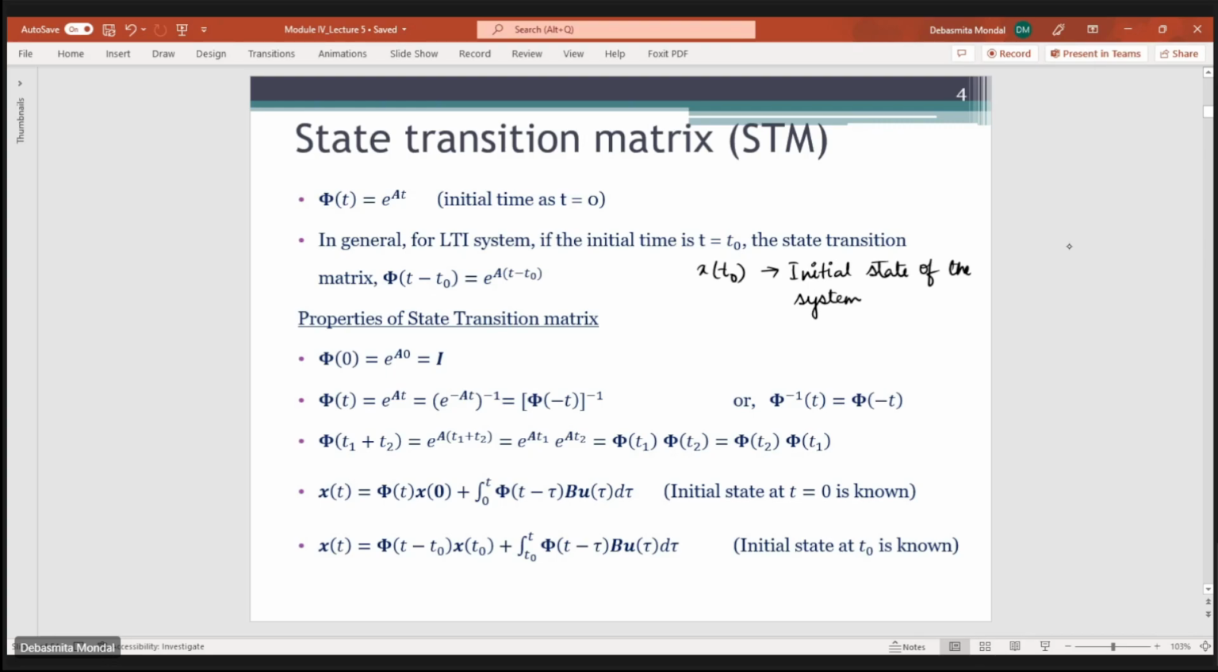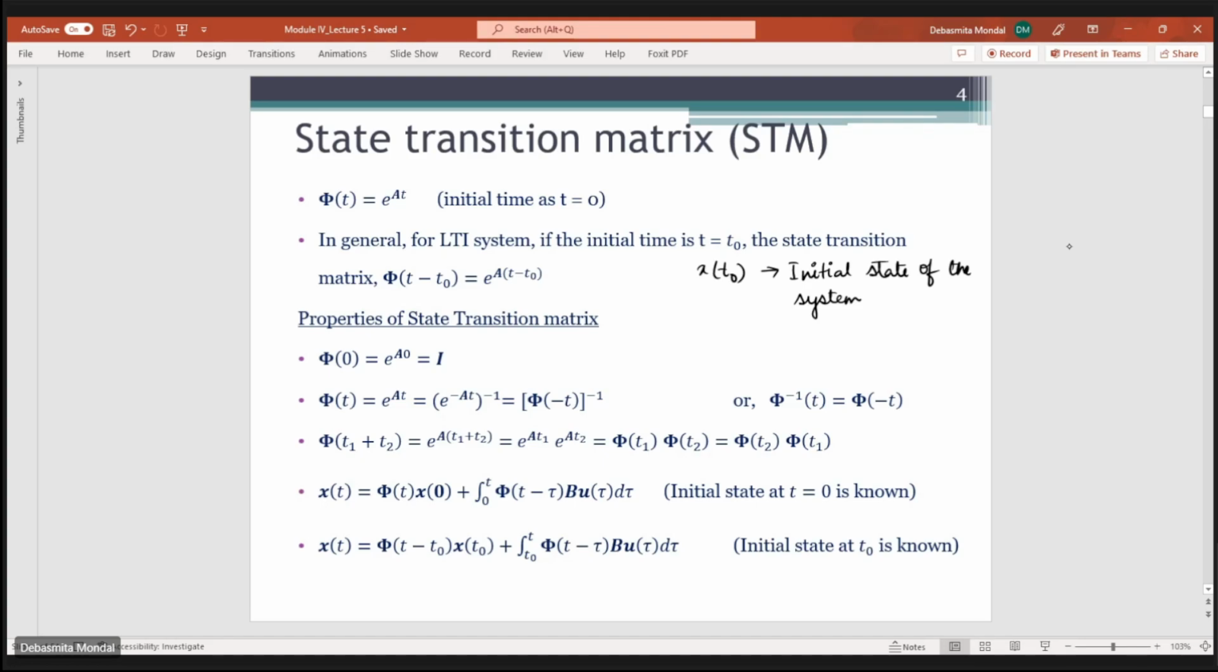Similarly, if you write phi of (t1 plus t2), that would be equal to e to the power A(t1 plus t2). This can be expanded as e to the power At1 multiplied by e to the power At2. This is nothing but phi(t1), and this is phi(t2). So you have phi(t1) multiplied by phi(t2), or vice versa, phi(t2) multiplied by phi(t1). So overall you can say that phi at time (t1 plus t2) would be equal to the product of phi at time t2 multiplied by the state transition matrix at time t1.